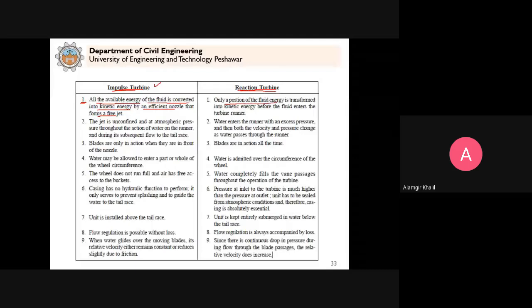So only a portion of the fluid energy is transformed into kinetic energy before the fluid enters the turbine runner. Because of the scroll casing, the flow area is reducing. So only a part of that pressure energy is converted into kinetic energy. But as the fluid flows over the blades of the turbine runner, then the transfer of energy takes place. This is the case in reaction turbine. So you can study all the remaining by yourself. I already explained the working of the two types of turbines.